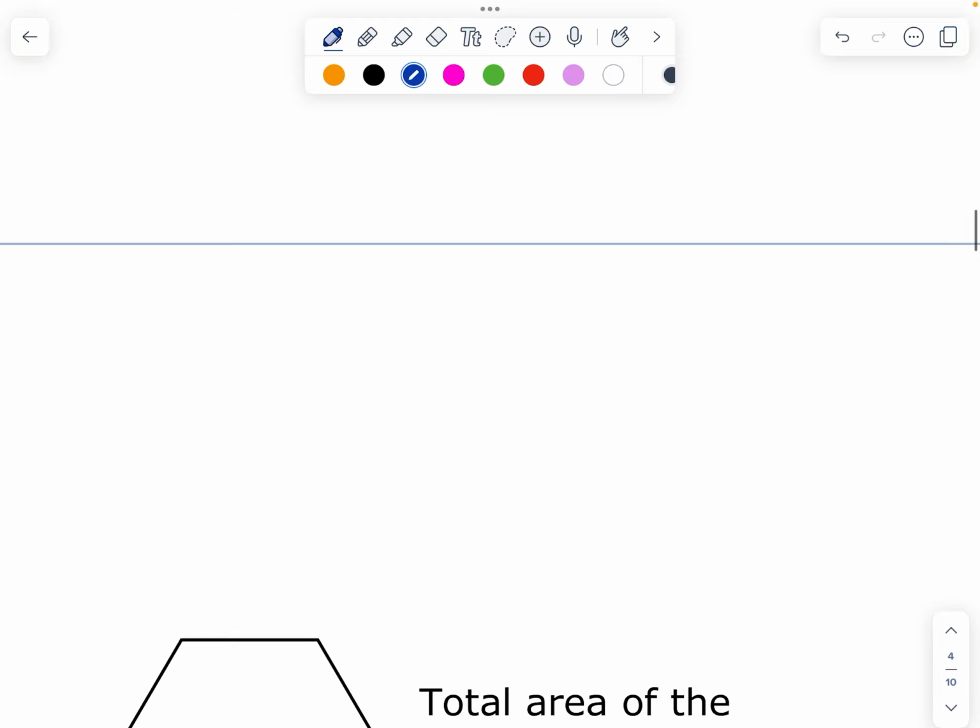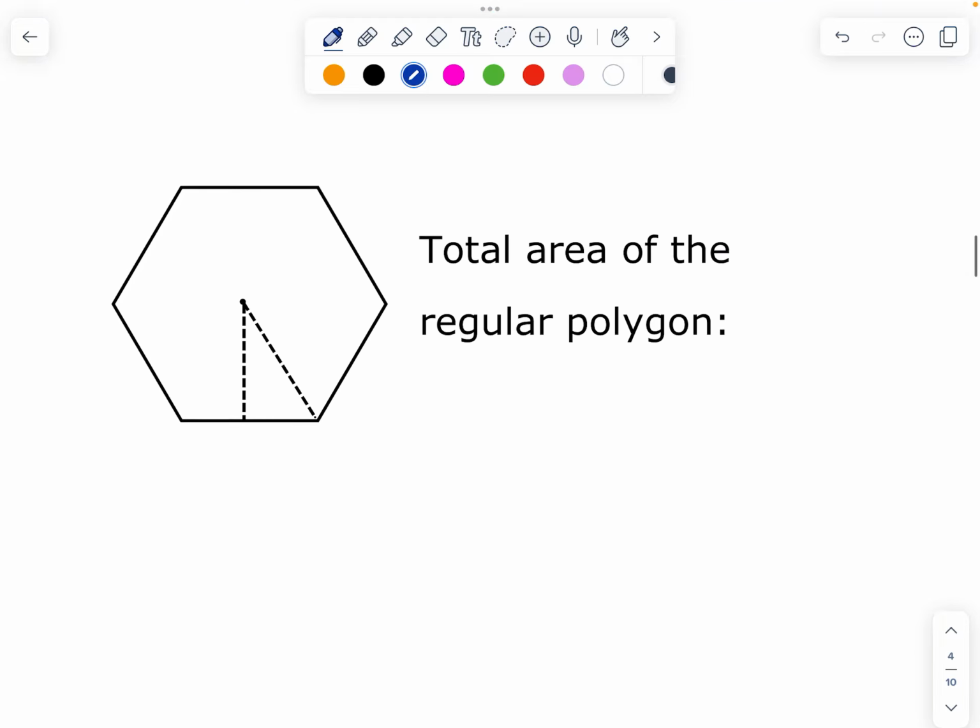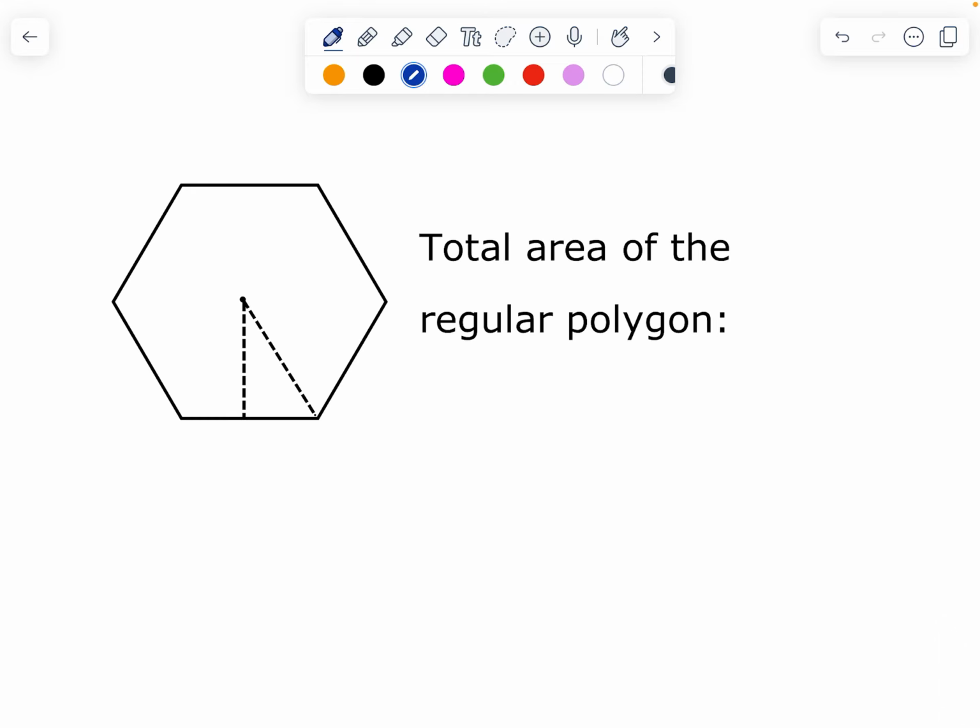All right, so let's go ahead and see what the area of a regular polygon is. To find the area of a regular polygon, the area is equal to 1/2 the apothem, which remember was the apothem, times the perimeter. And perimeter is all the sides added up.